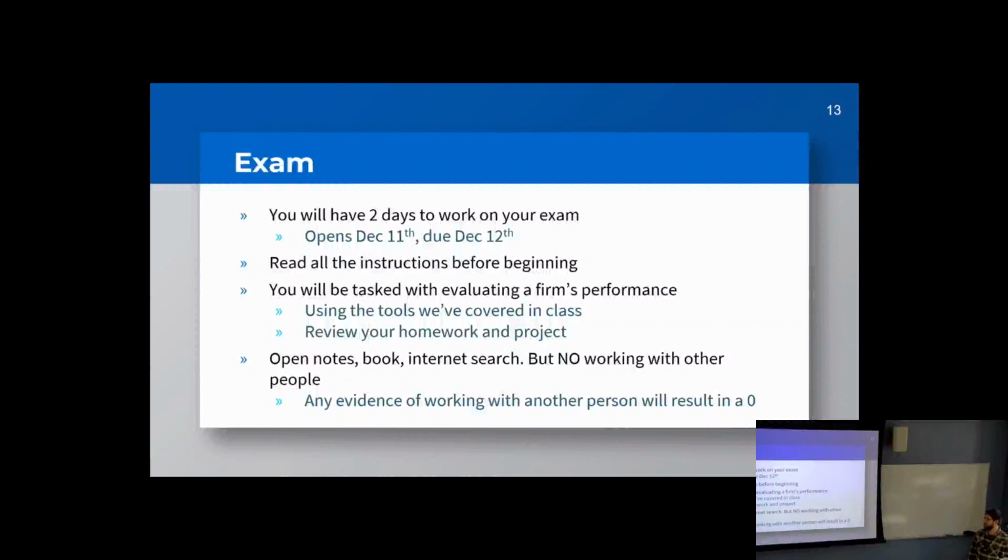It'll be available by midnight of the 11th. So like 12:01 in the morning.